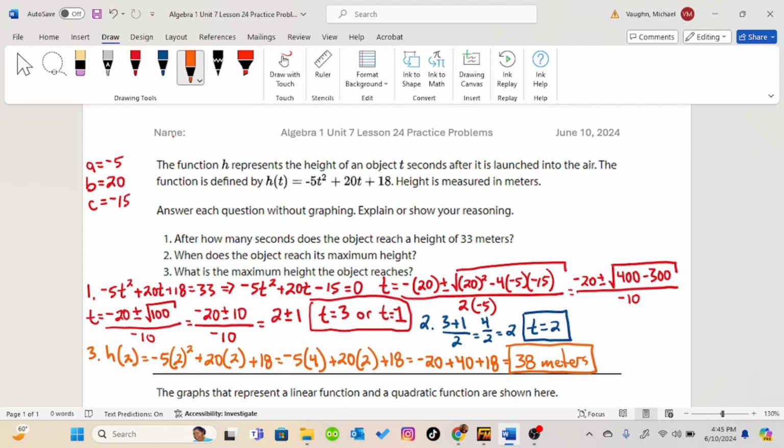If you have any questions about how to solve a quadratic function like this, please ask for clarification now so that you will be prepared going into the final test on Thursday.